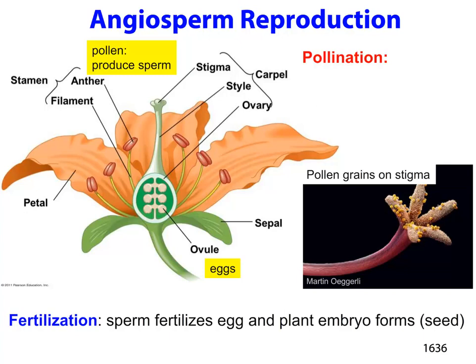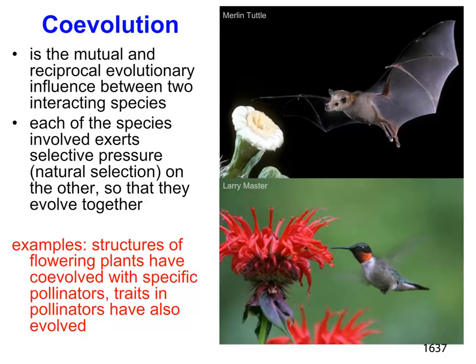And remember that the entire purpose of the petals and the sepals and all of that is to draw in pollinators, okay? So different flowers. Now, I'm not talking about ones humans have selected for. I'm talking about nature. In nature, certain pollinators prefer certain characteristics in plants, and so the plants will adjust themselves accordingly, hoping to draw in those pollinators. So remember, coevolution is the mutual and reciprocal evolutionary influence between two interacting species. Each of the species will exert selective pressure on the other, so they evolve together.